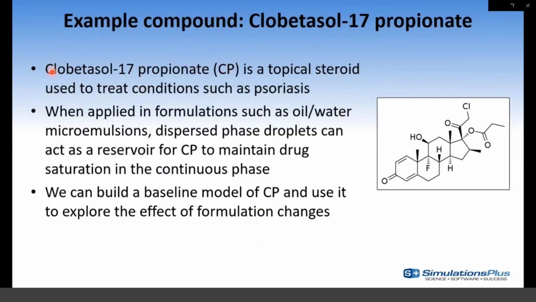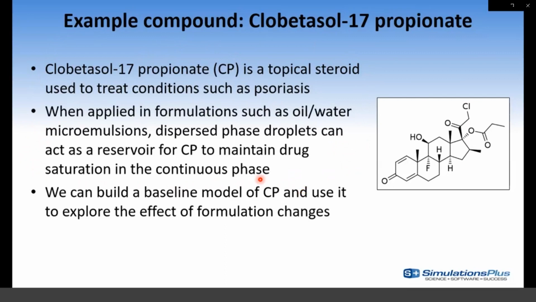So in this case, we're really going to be most interested in the local concentrations of clobetasol within the skin. When it's applied in formulations such as oil-water microemulsions, the dispersed phase droplets can act as a reservoir for clobetasol so that we're able to maintain drug saturation in the continuous phase and drive absorption.